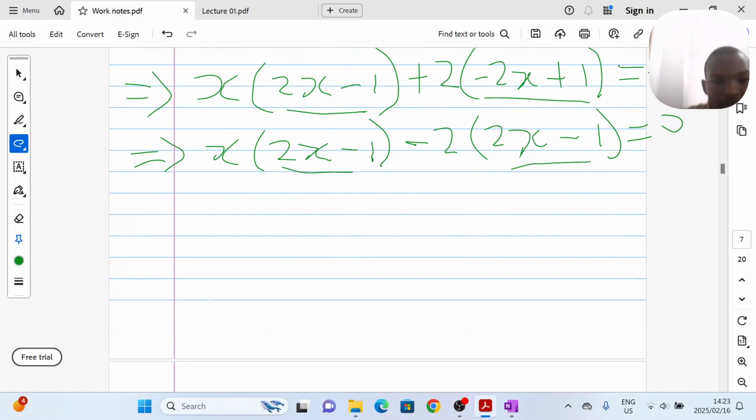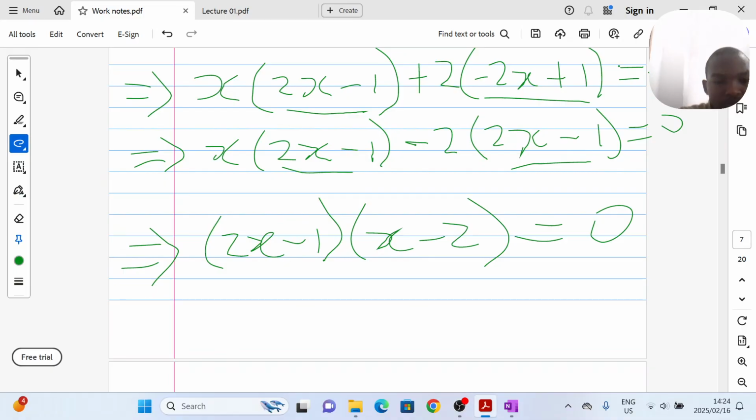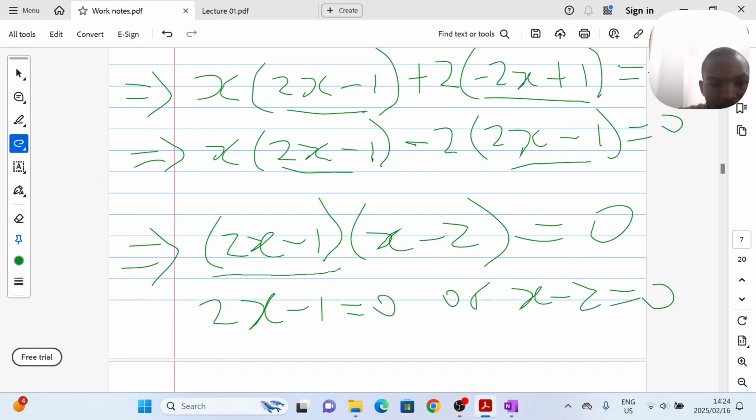This and that is common, so you end up having 2x minus 1, and then you have x minus 2, which is equal to 0. So 2x minus 1 is equal to 0, or x minus 2 is equal to 0. For this product to be equal to 0, either this is equal to 0, so 0 multiplied by anything will give you 0, or this is equal to 0. Anything multiplied by 0 is going to give you 0, or both of them are equal to 0. That's why we have an OR there.